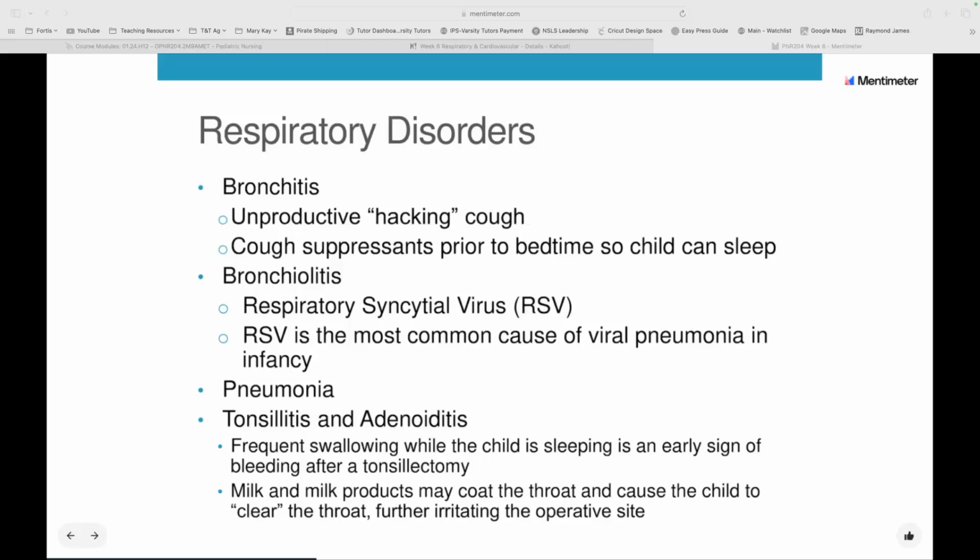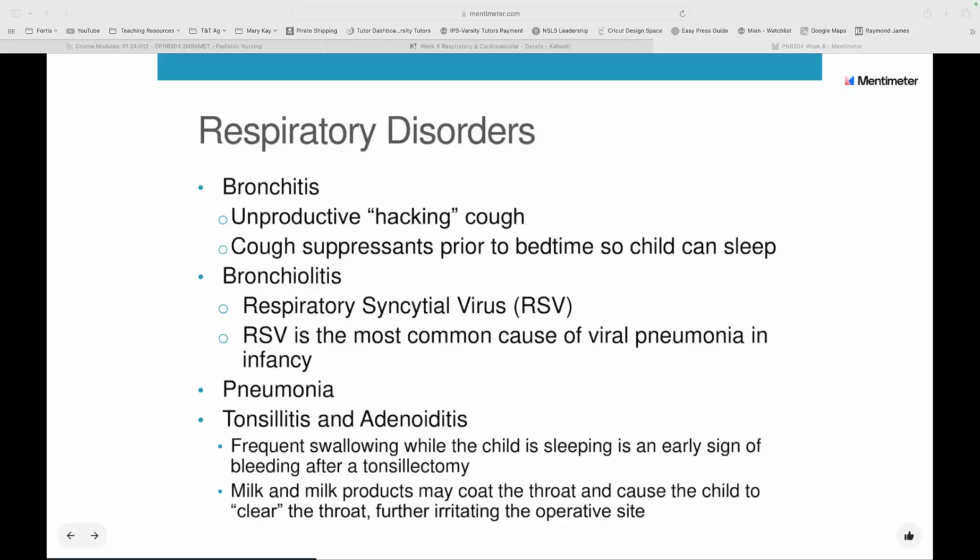When we're looking at tonsillitis and adenoiditis, one of the things that we need to be on the lookout for after surgery is frequent swallowing, especially while the child's sleeping. That's going to be an early sign of bleeding post-operatively. We also want to avoid things like milk and milk products because that could coat the throat and cause the child to constantly be trying to clear their throat and irritate the operative site.